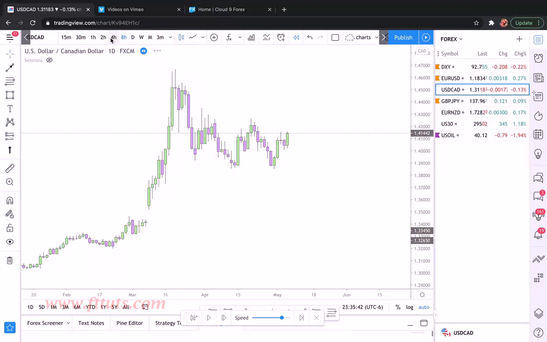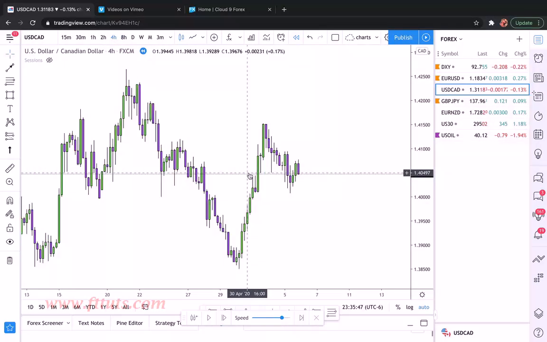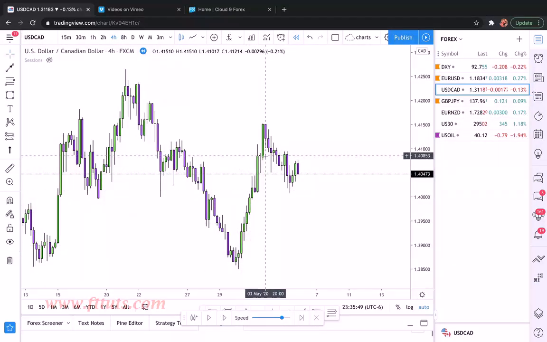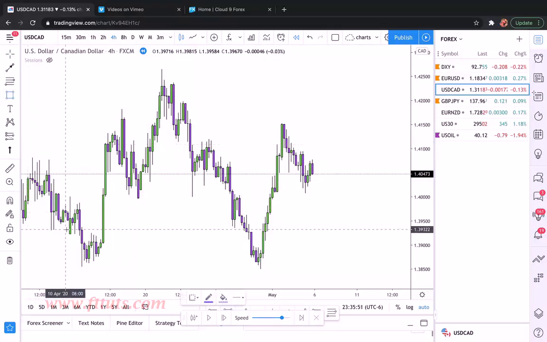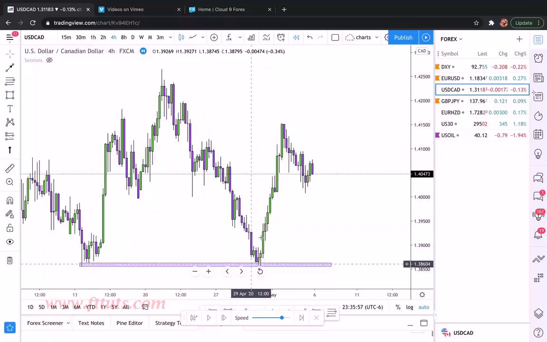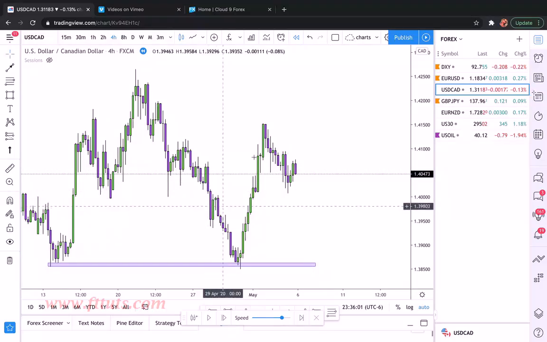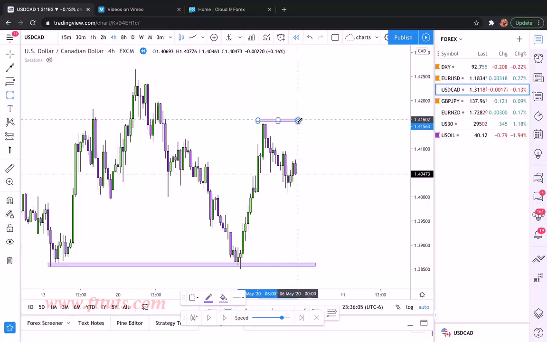So bringing it down to the 8 hour and the 4 hour, we can basically see that we had a massive impulse. The reason why is we had structure here on the left. So one hit, two hit, boom. So now what we're doing is we rejected from this level, so we're just going to draw a zone here.